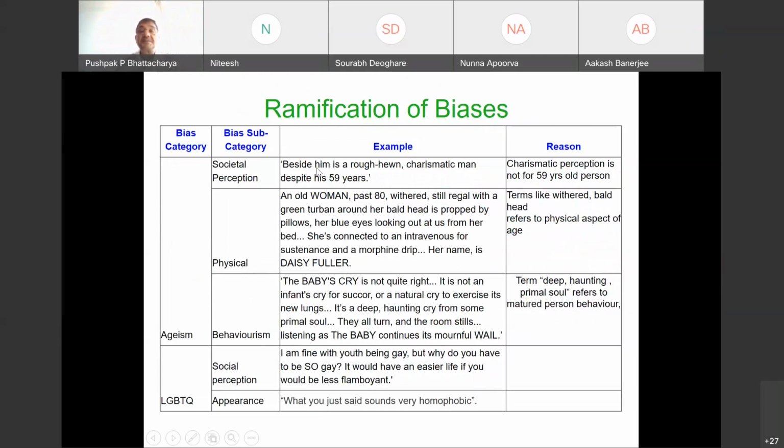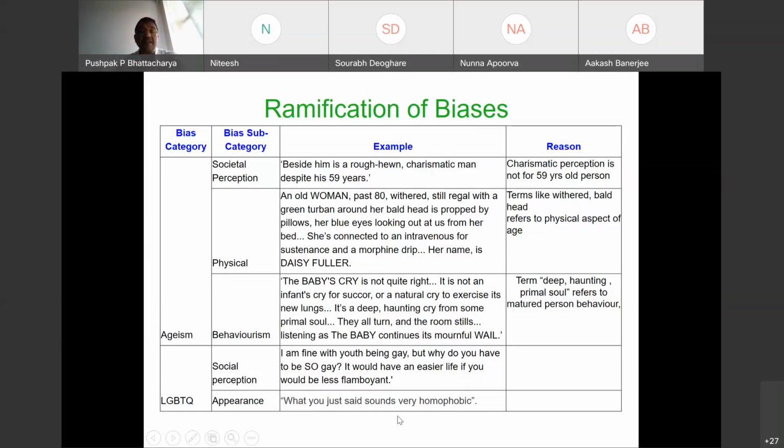Societal perception: beside him is a rough-hewn, charismatic man despite his 59 years. Despite his 59 years, as if at the age of 59 a person cannot be charismatic. So the word despite introduces some semblance of bias. This kind of fine language sensitivity is required to see this.